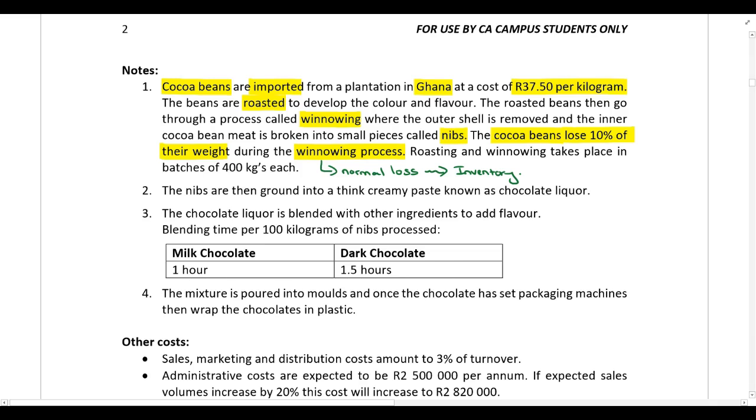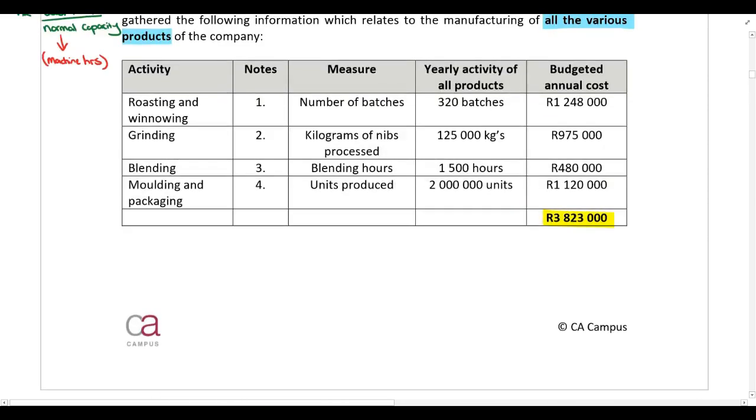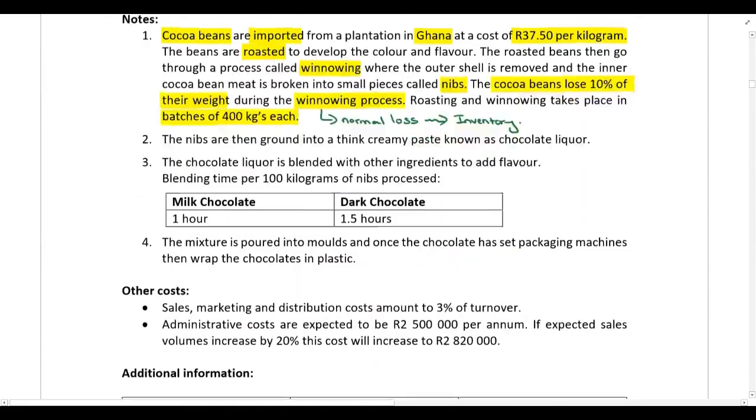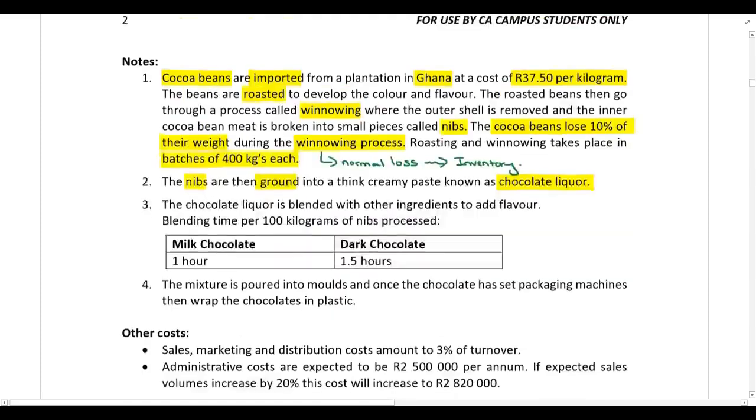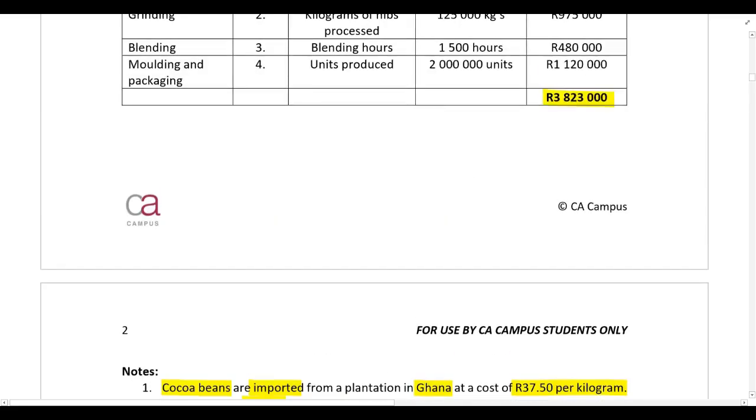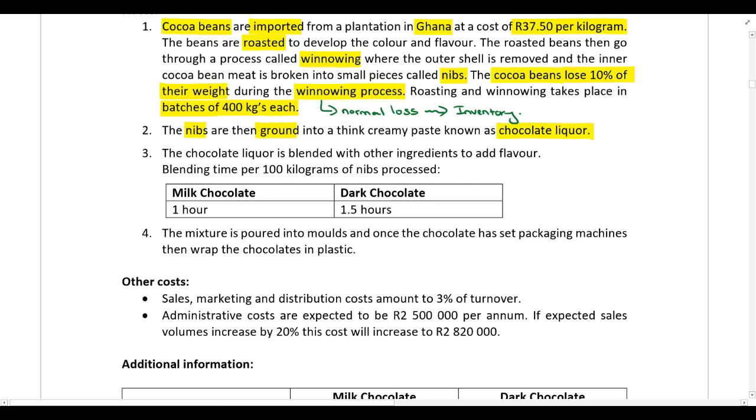in the period incurred. All right, and then finally over here we are just told that the roasting and winnowing takes place in batches of 400 kilograms each. Then in note 2, we are given information relating to grinding. So the nibs are then ground into a thick, creamy paste known as chocolate liqueur. Then in note 3, we are given information relating to blending. The chocolate liqueur is blended with other ingredients to add flavor.